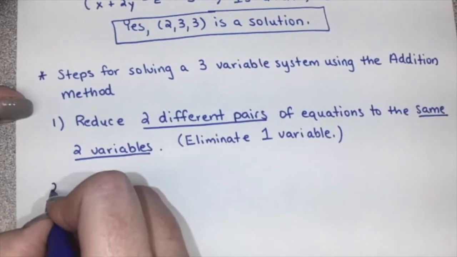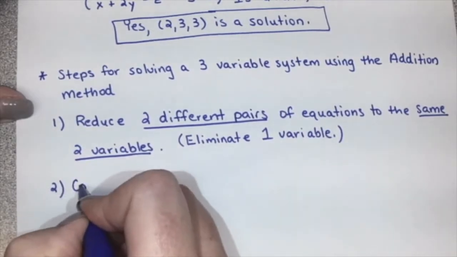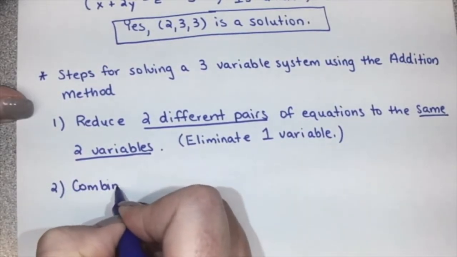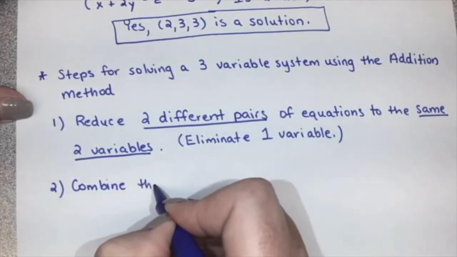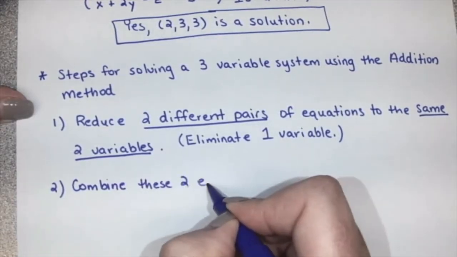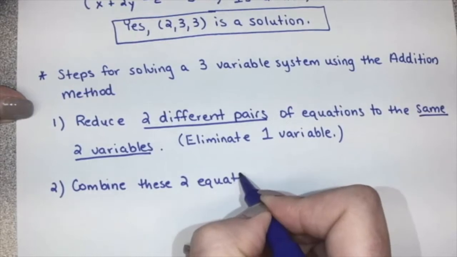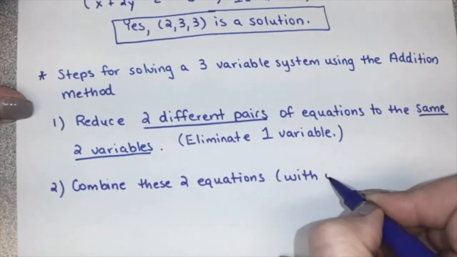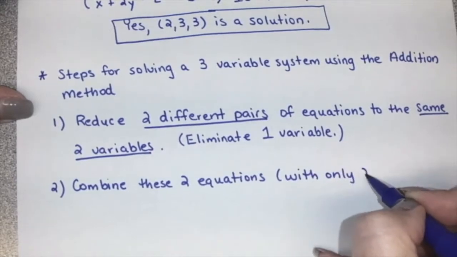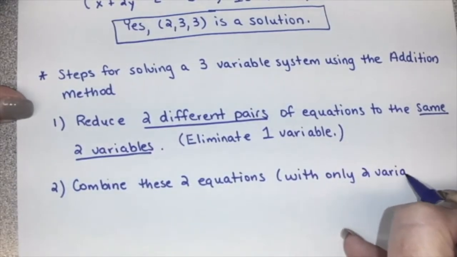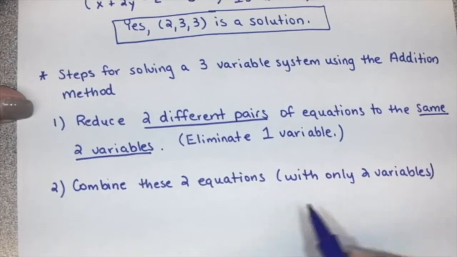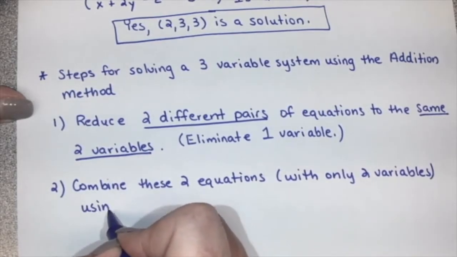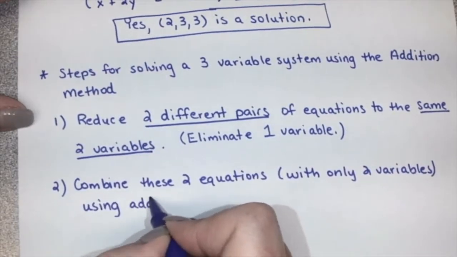So step number 2 is now you're going to have 2 equations that you just worked to combine. So now you're going to combine these two equations together. And by the way, remember both of these equations only have two variables now. And we'll use the addition method again and solve.